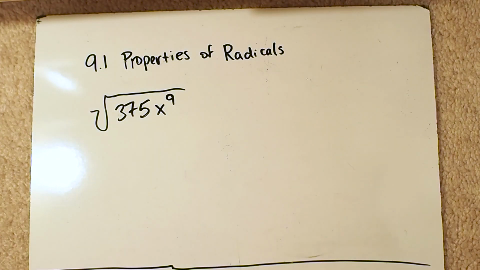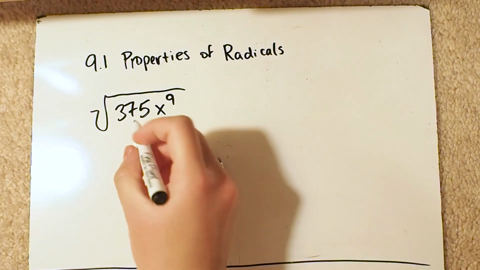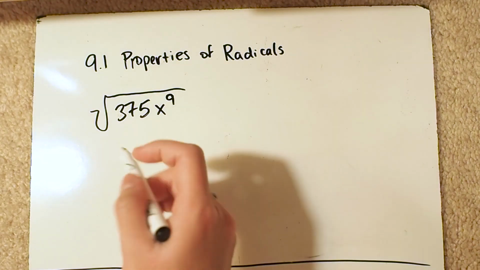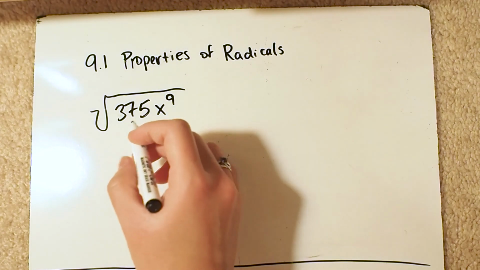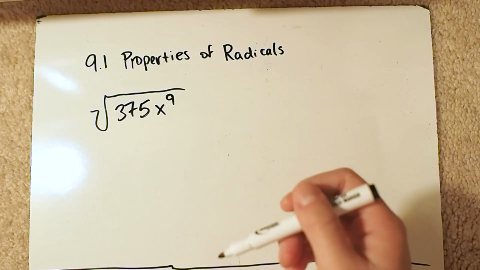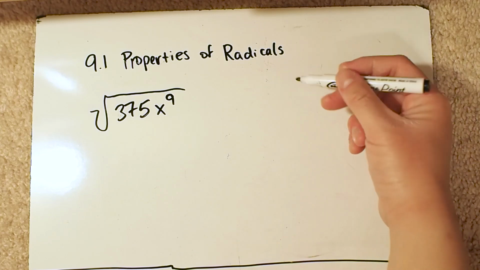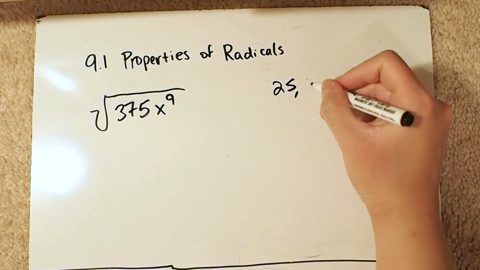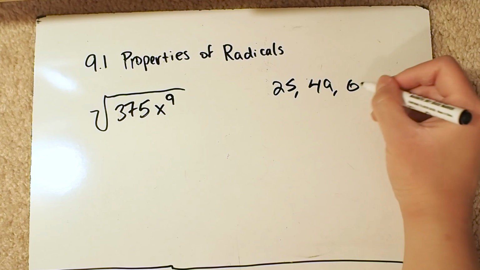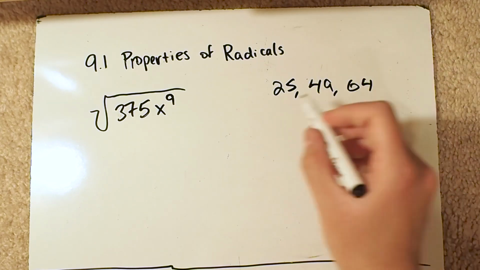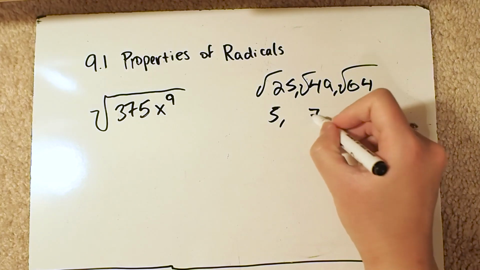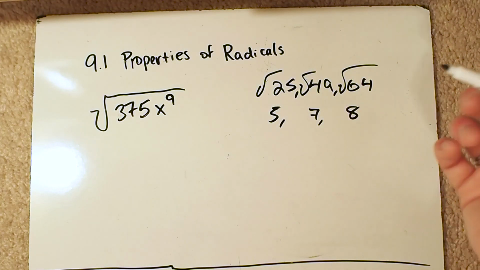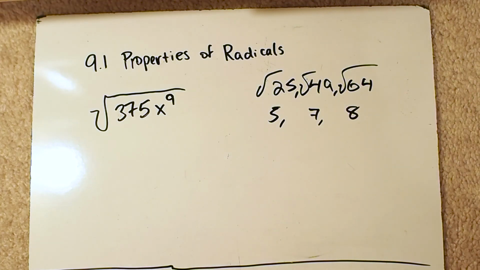Let's talk about what I mean by no perfect squares. This number here is pretty big, so I want to make sure it's simplified as much as possible and there are no perfect squares hidden inside of it. This is where you're going to need to remember all your perfect squares. For example, 25 is a perfect square, 49 is a perfect square, 64 is a perfect square. Why? If you take the square root of each one of these, you get a whole number: 5, 7, and 8. That means it's a perfect square. We don't want any gross decimals.